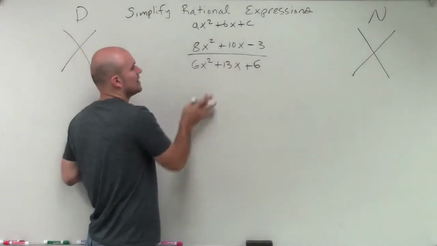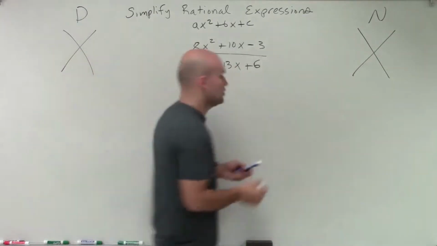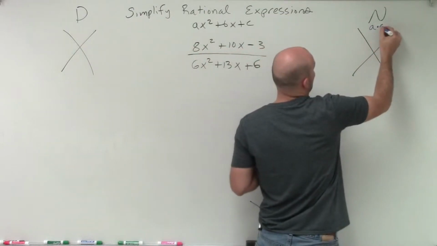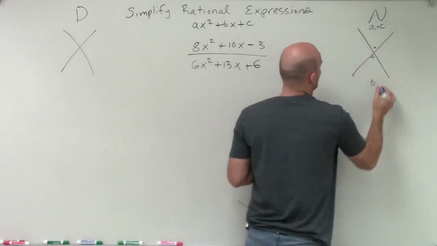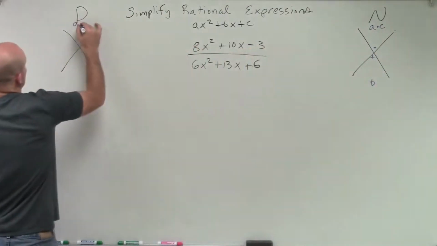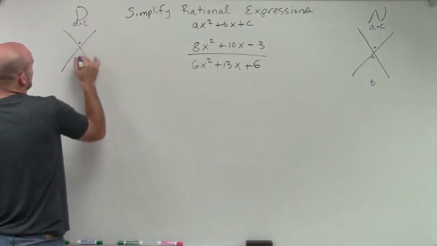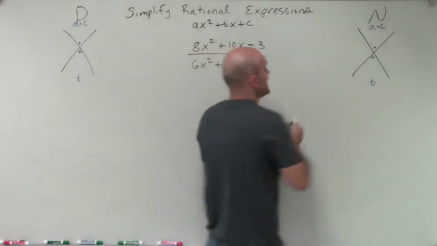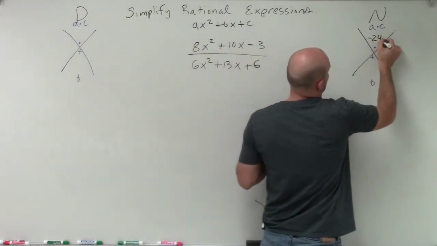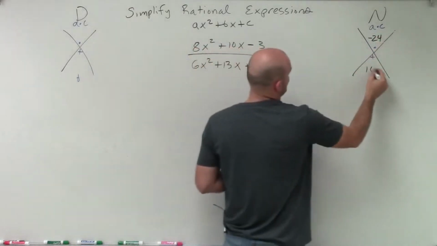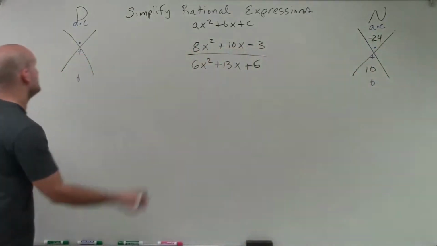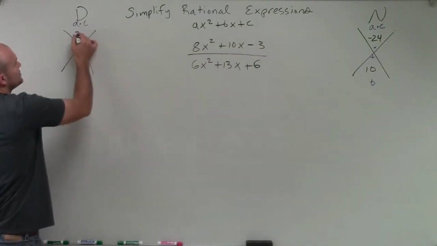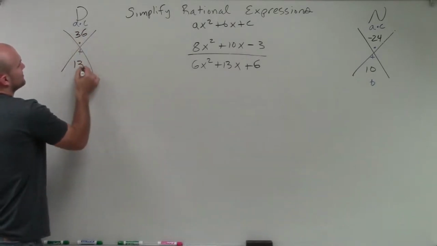When factoring a trinomial, when your a is not equal to 1, we need to make sure that we determine not just what our c is, but what a times c is, and then what our b is. So we need to figure out the value of a times c and then b. For my numerator, a times c is going to be negative 24, and my b is going to be a positive 10. My a times c for my denominator is going to be 6 times 6, which is 36, and then a positive 13.